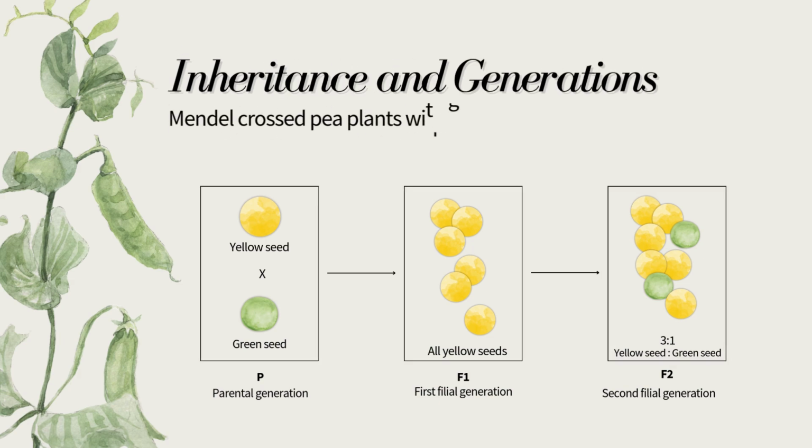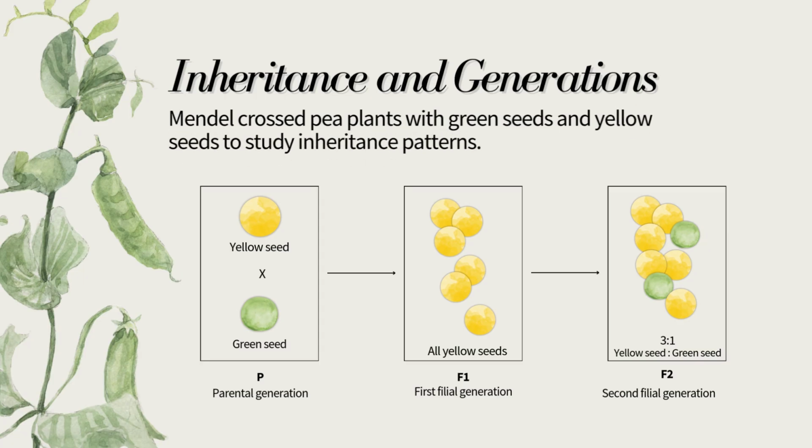Inheritance and generations. Mendel crossed pea plants with green seeds and yellow seeds to study inheritance patterns. If you see here, that is the yellow seed and green seed, the parental generation. All yellow seeds, that is F1, the first generation. The second generation has yellow seeds and green seeds in a 3:1 ratio.